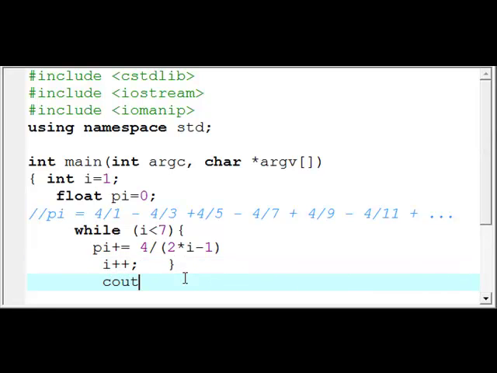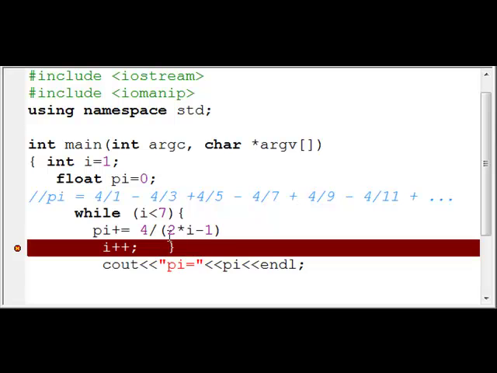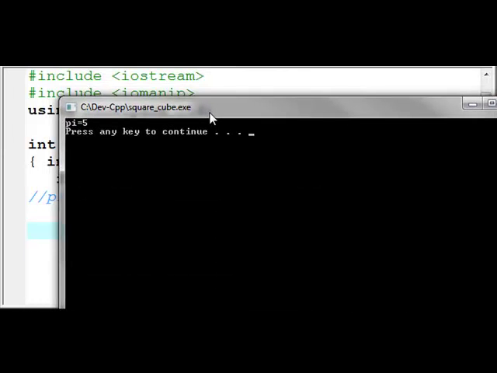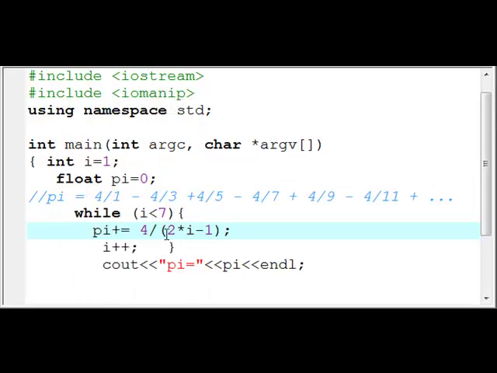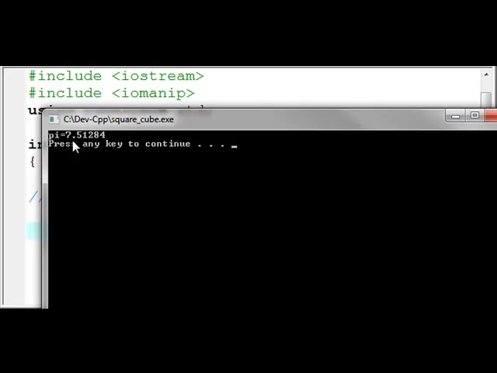Then once we finish, cout I and pi. Pi equals pi, and I'll compile it. Missing semicolon, so we get pi equals 5. This means, because we have here an integer division, if we change it, now we have pi is 7.51. This is really far from 3.14.